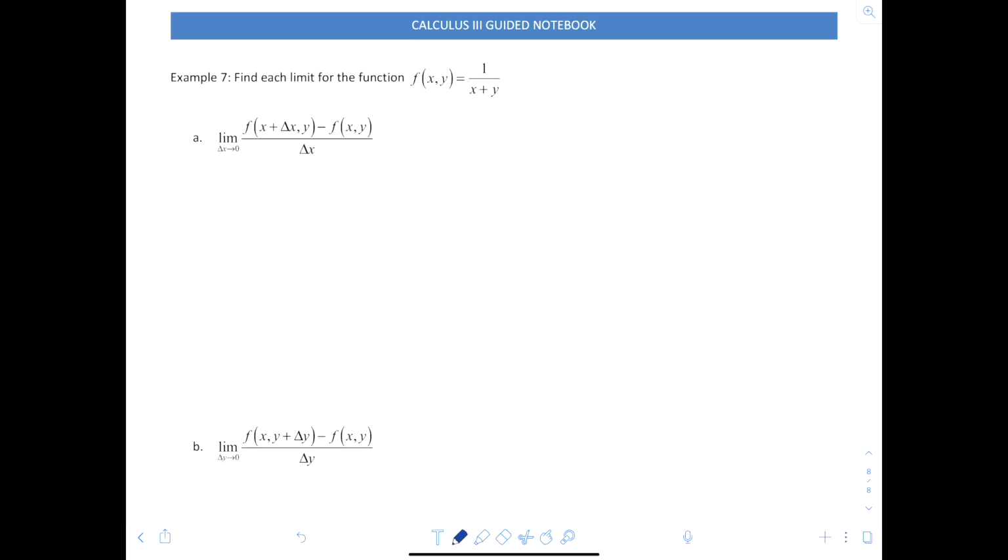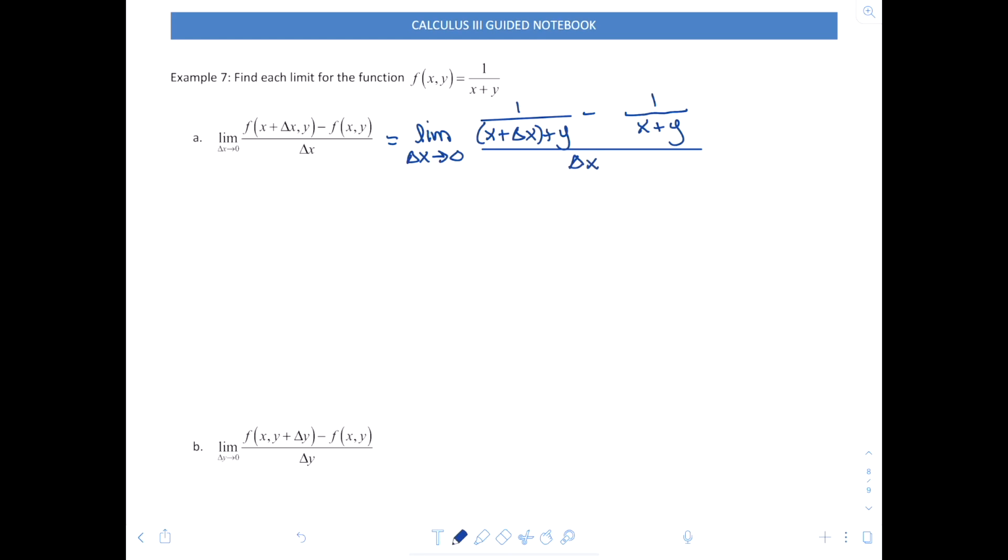Our function of x and y is 1 over x plus y. So this would be equivalent to the limit as delta x approaches 0 of 1 over x plus delta x plus y, right? And then minus 1 over x plus y. f of x plus delta x comma y is the first fraction, and f of x and y is the second fraction. And this is all over our delta x.